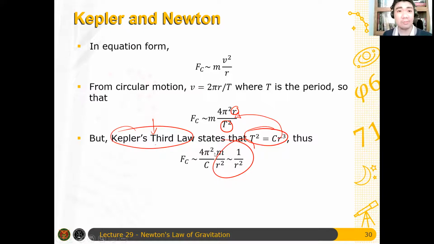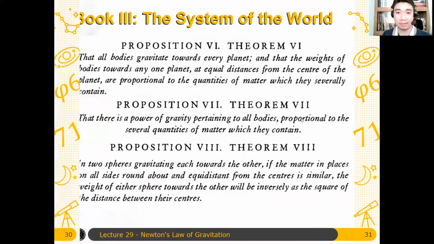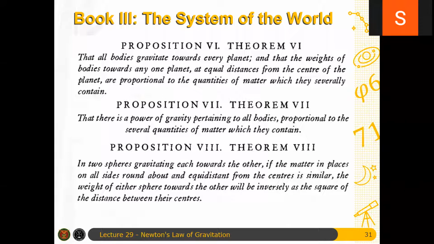Okay? Now, sir, totoo ba yan yung pinagsasabi mo? Apparently, the bottom line is you use an empirical law to generalize the force relation. This is an empirical law based on observation, and pinakita niya na for planets this is true, for the Jupiter this is true, for the Saturn this is true, for the Moon this is true, and it turns out that so here are your propositions for the system of the world, and proposition 6 states that all bodies gravitate towards every planet because pare-parehas yung nagiging conclusion niya for different planets.